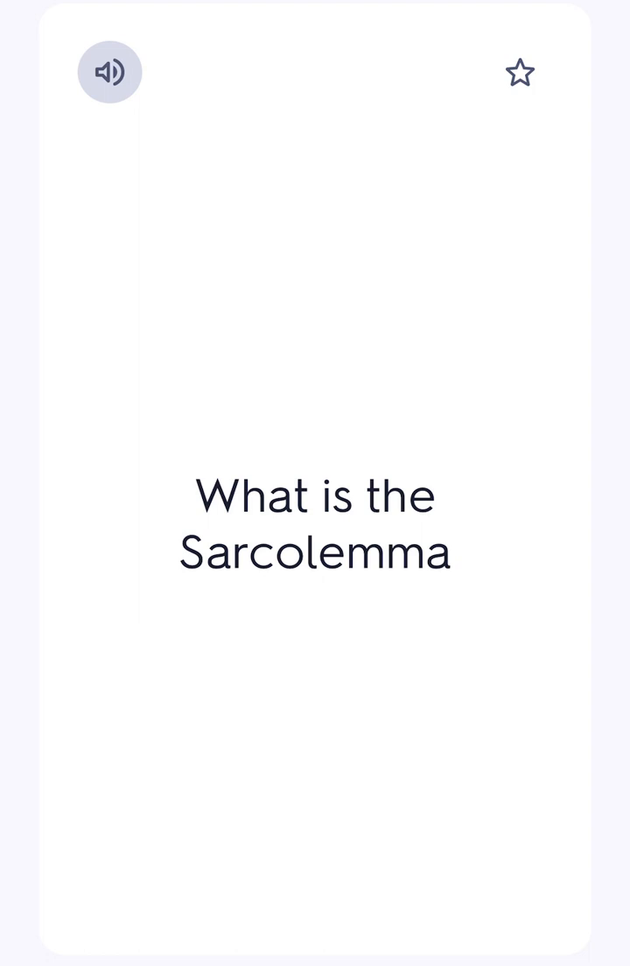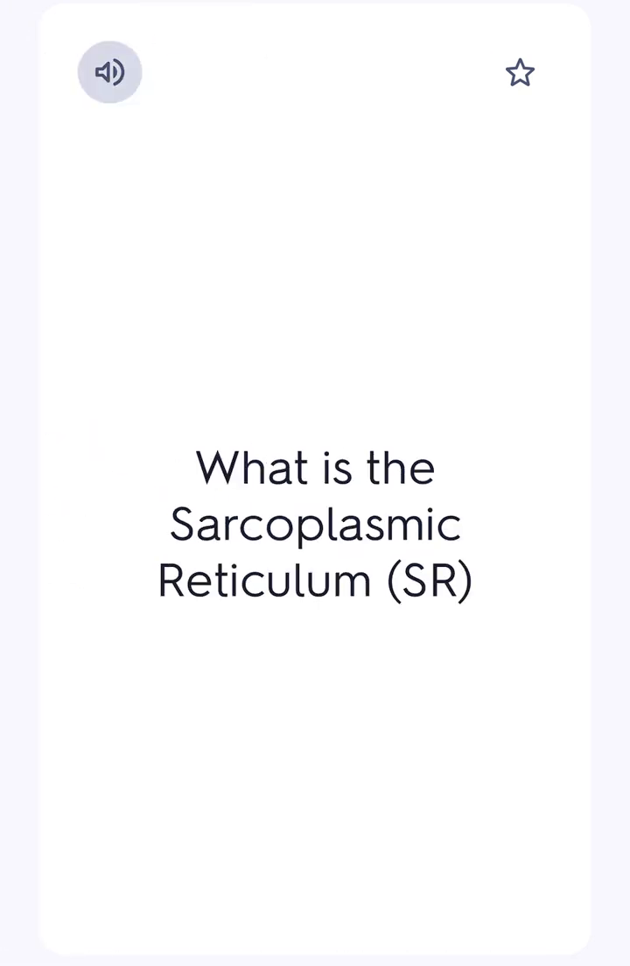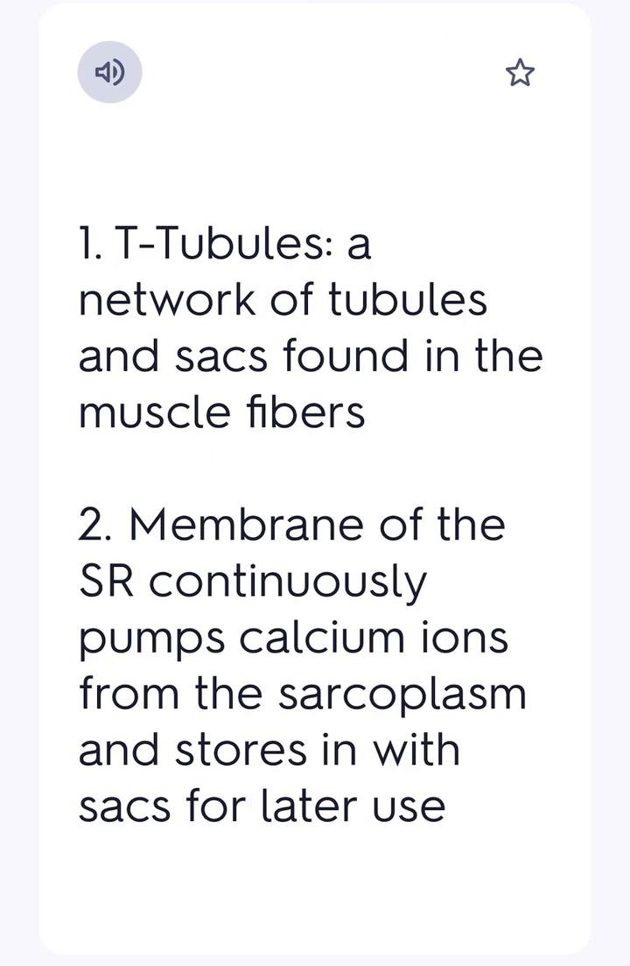What is the sarcolemma? Plasma membrane of muscle fibers. What is the sarcoplasmic reticulum? 1. T-tubules, a network of tubules and sacs found in the muscle fibers. 2. Membrane of the SR continuously pumps calcium ions from the sarcoplasm and stores them within sacs for later use.